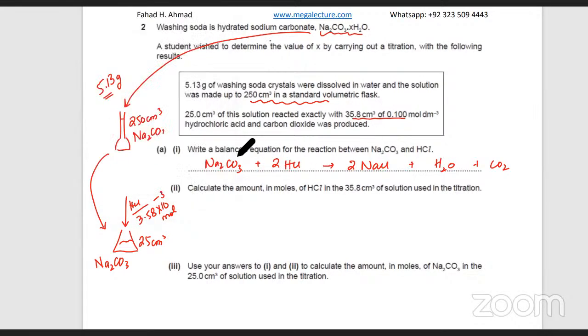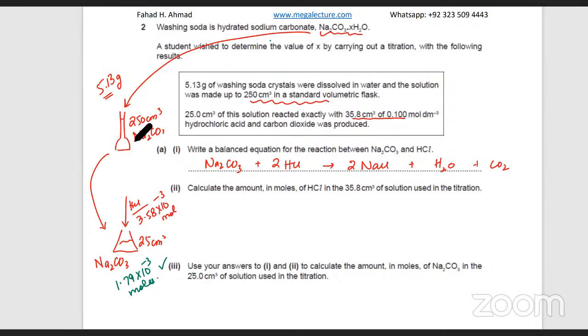So what will the moles of Na2CO3 be? That's going to be 2:1, right? So that will be half of that. So how many moles do we have? What is half of that? So 1.79 times 10 raised to power minus 3. So that's the moles of Na2CO3 in the 25 cm cube over here.